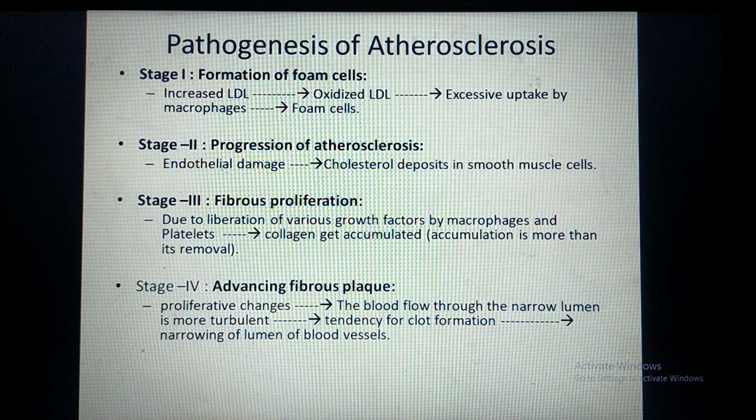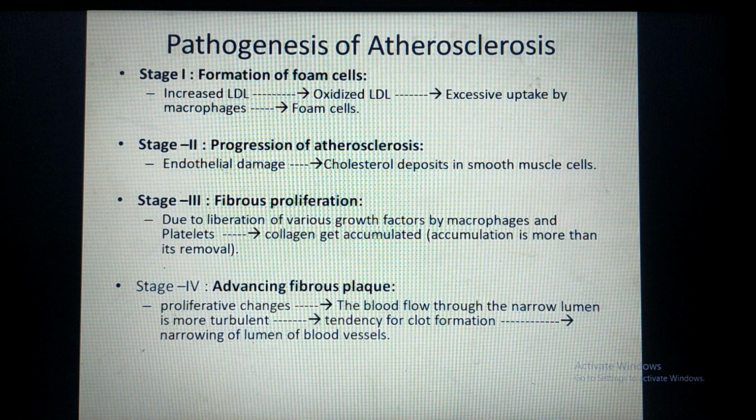In stage 1, foam cells are formed. Now we will see what foam cells are. When cholesterol level in the body increases, this cholesterol is transported in the blood in the form of LDL. Cholesterol is not freely transported in the blood. It is packed into a lipoprotein called LDL. So LDL level increases, and this LDL gets oxidized, and this oxidized LDL is taken up by the macrophages in large quantity, and they will die and get converted into foam cells. So this is the first stage.